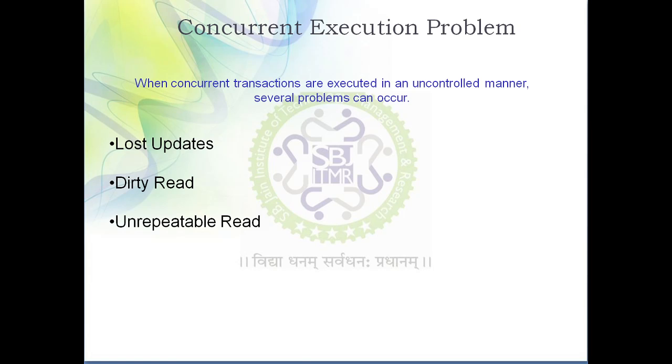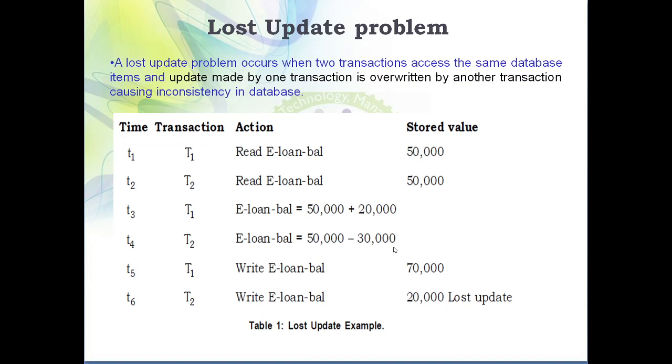The very first problem that occurs due to concurrent execution of transactions is the lost update problem. So what is a lost update problem? In a lost update problem, two transactions access the same database item, and the update made by one transaction is overwritten by another. Due to this it causes inconsistency. So let's demonstrate this with the help of an example.